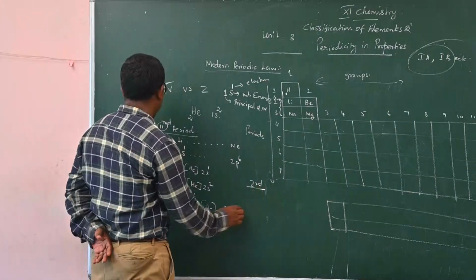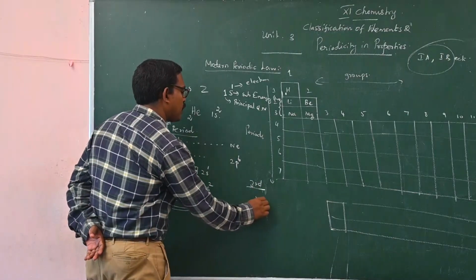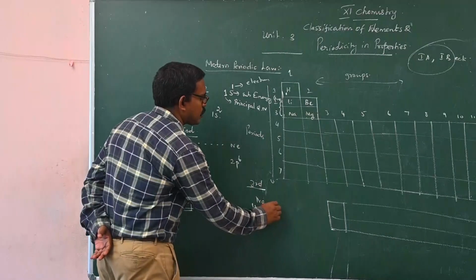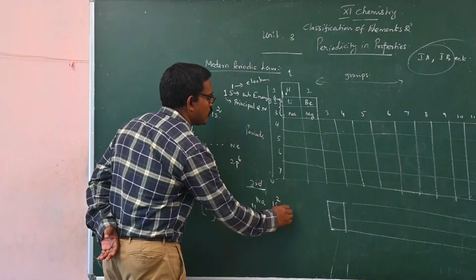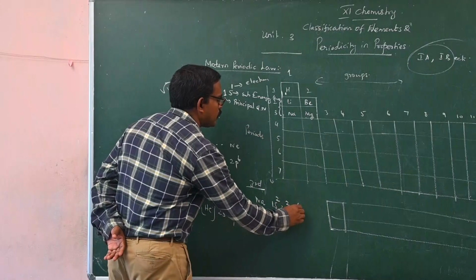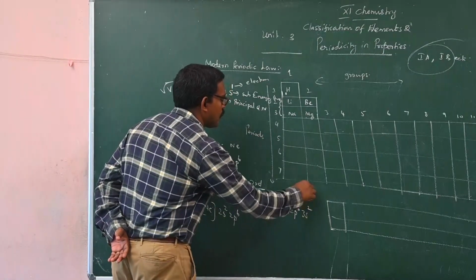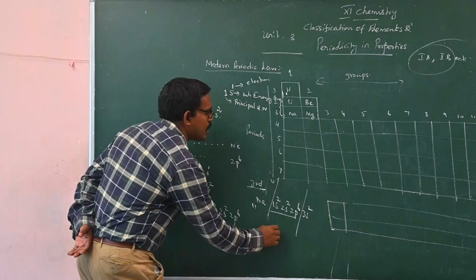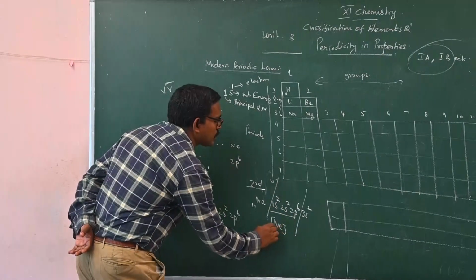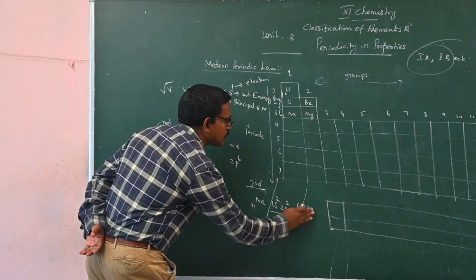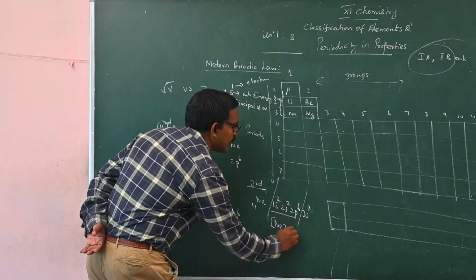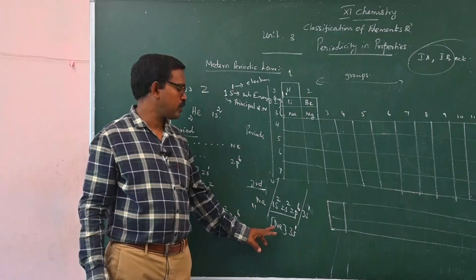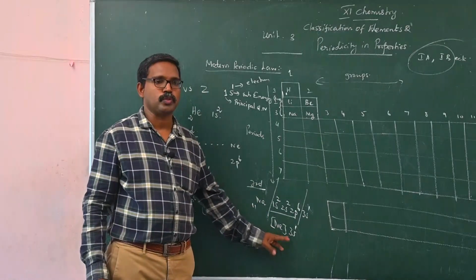Similarly, the third period. For example, sodium. Sodium, atomic number 11, electronic configuration 1s2, 2s2, 2p6, 3s1. Up to this is the electronic configuration of neon. Therefore, shortly written like this: configuration of neon 3s1. Sodium, electronic configuration of sodium, neon 3s1.